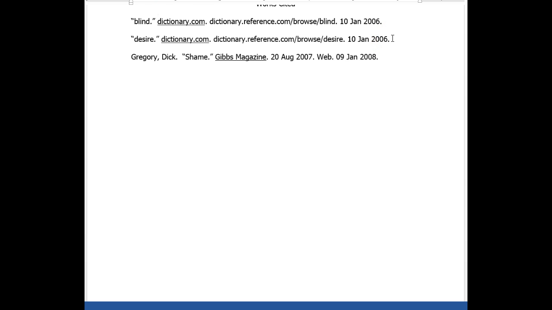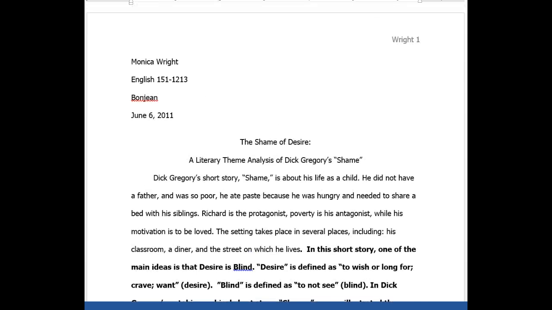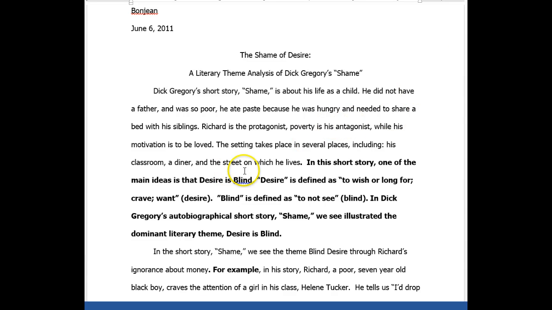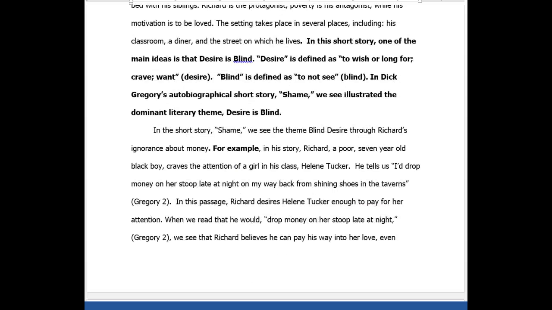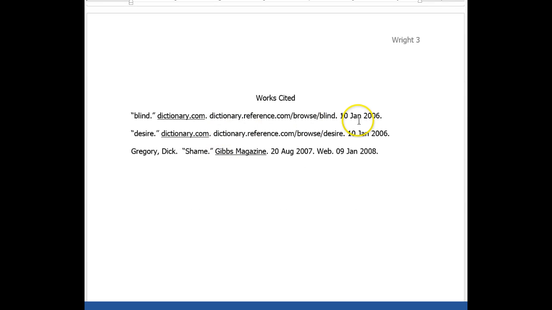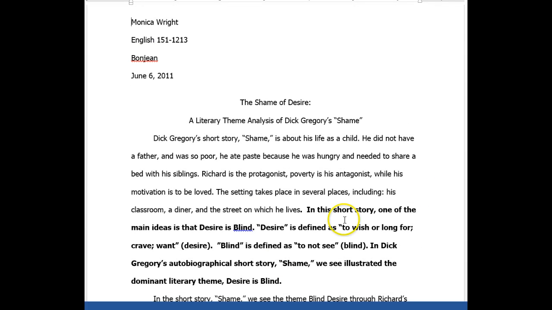The same will be said for the word blind. So when I go back up to the intro paragraph, blind is defined as to not see, and then I put blind there, and that lets you know that if you want to know where I got the definition, I got it from dictionary.com, and I got it on this date. So that works cited means that the works refer to the sources that you got all the information from. And the cited refers to the citation or anything in parentheses.